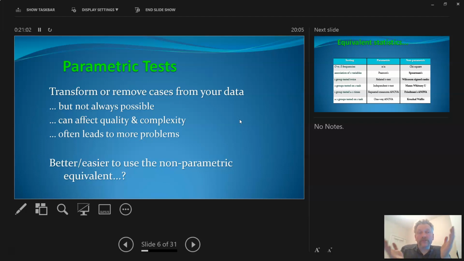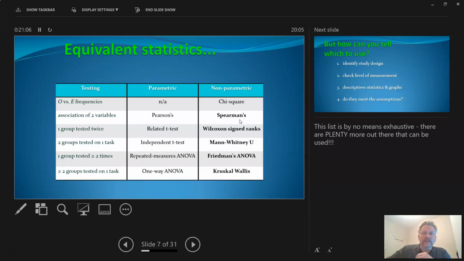Why don't you just use the non-parametric equivalent? And that's something we're going to take a look at over the course of this semester. We've got a variety of different scenarios in which it's possible to run statistical tests, so all these things here in this first column. Initially we've got a selection of the parametric tests that you can run, and then also what the non-parametric equivalent of those will be.